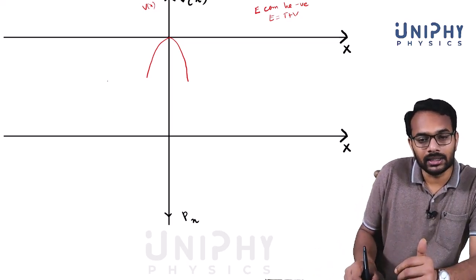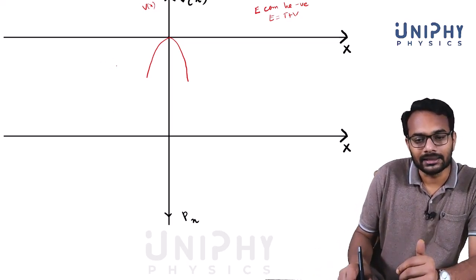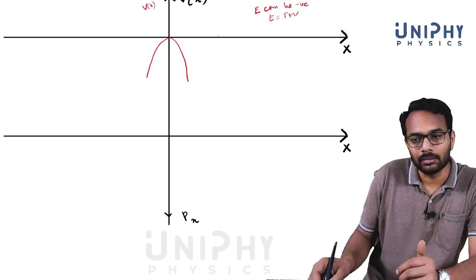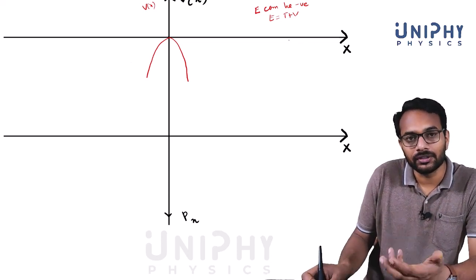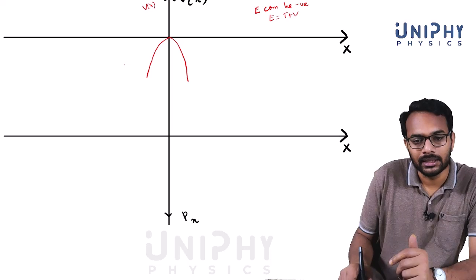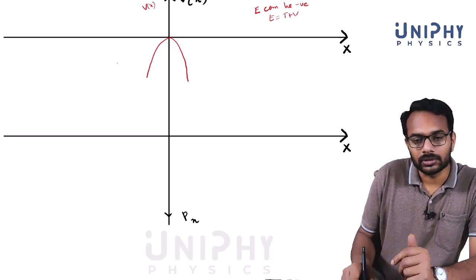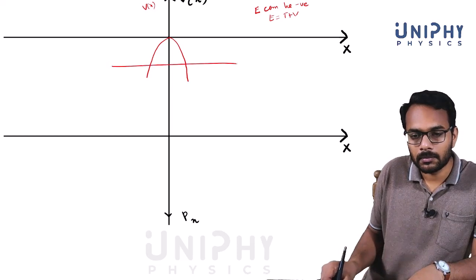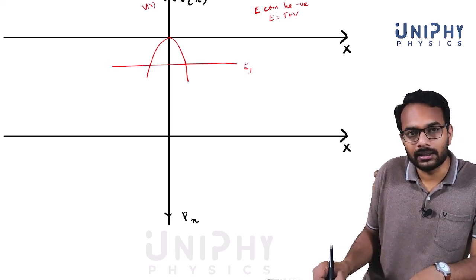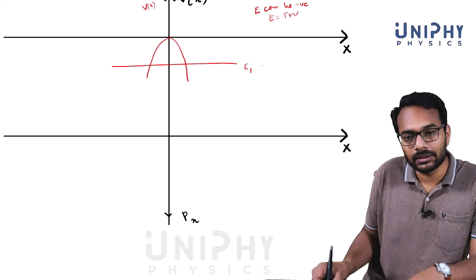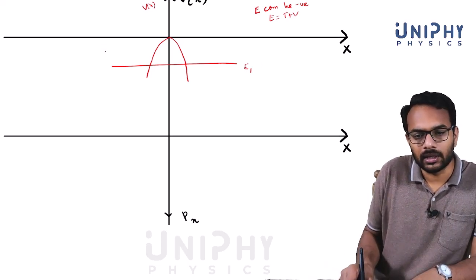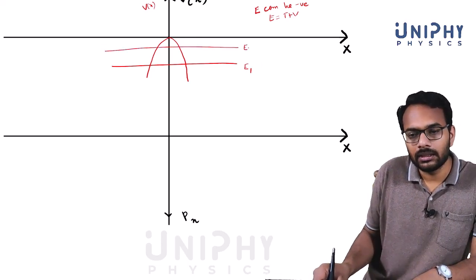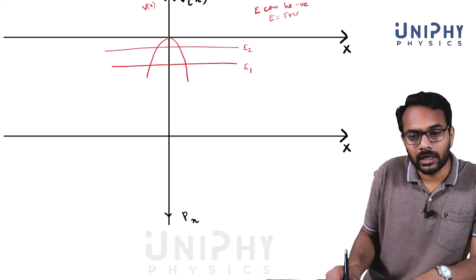So let's draw different energy lines. Energy lines are just straight lines parallel to x. These correspond to different possible energies of the particle. Let's draw one energy line here. These are supposed to be straight lines. Let's say this is E1, the case where E is less than 0. Let's also have one more, E2.